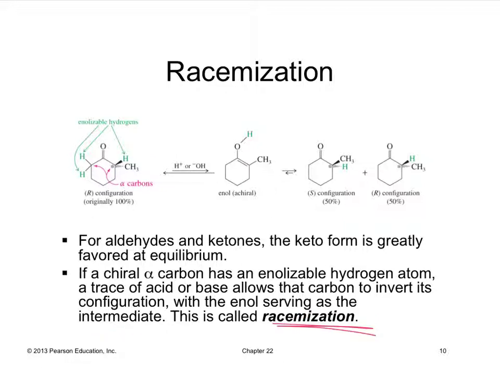So shown here, under acidic or basic conditions, you form the enol, right, at this position, and then you can racemize from what was the R configuration to the S, and you'll have 50-50.